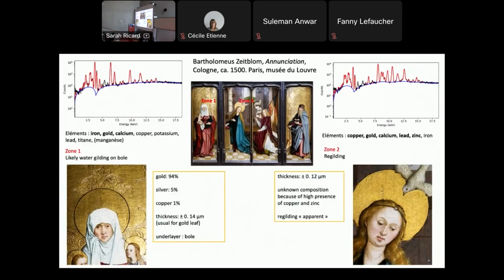So you have to distinguish them, and this allows, for instance, here to identify that we have a composition of the gold halo of Saint Anna that is different from that of the Virgin, which supports the idea that that of the Virgin was restored afterwards. So it can also help to identify different processes and different steps in the life of the artwork.